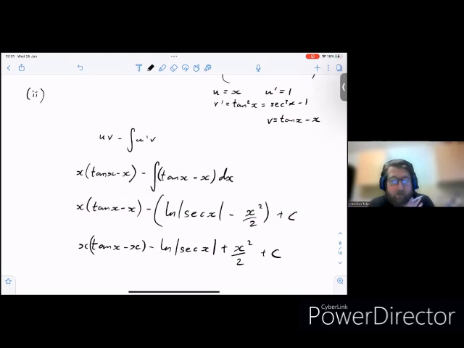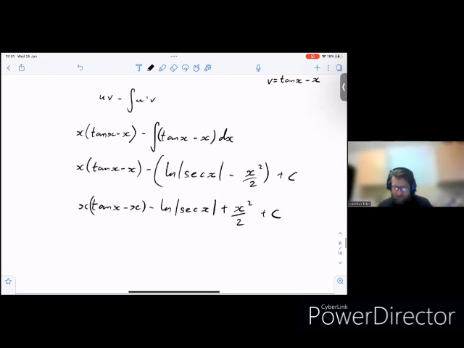Okay, there are a couple of ways to maybe simplify this a little bit. I think with the way the question was phrased, I would probably leave the answer like this. However, we have got a couple of x squared terms, so we could collect those together to give us x tan x, and then we've got minus x squared plus x squared over 2, which just gives us minus x squared over 2 minus log sec x. Now, that is perfectly acceptable as a final answer.